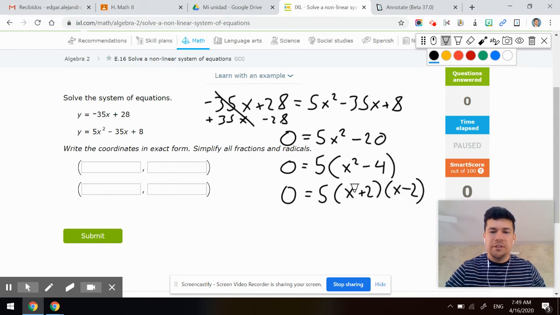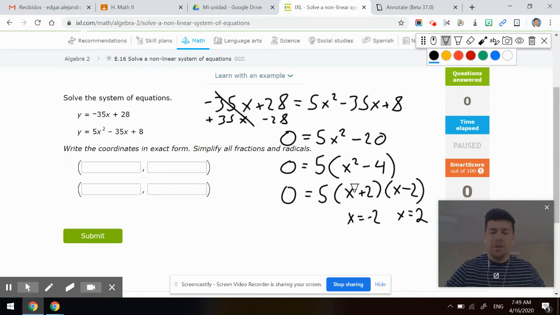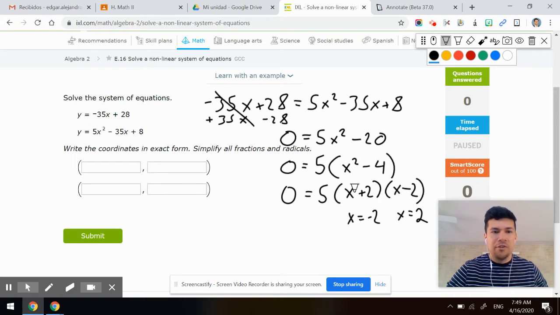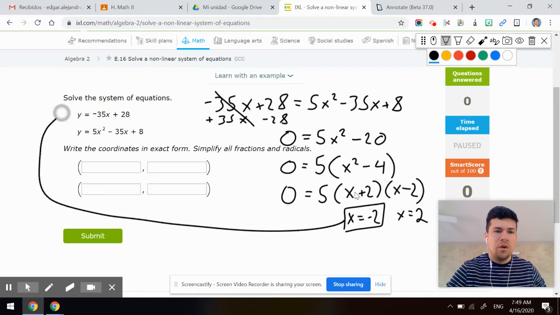Which is fantastic, because with this, now I know my zeros. My zeros are x equals negative 2 and x equals positive 2. This is really good news. Now I have both of my values for x that will solve the system of equations. So all I need to do now is take these individual x values and substitute them back in.